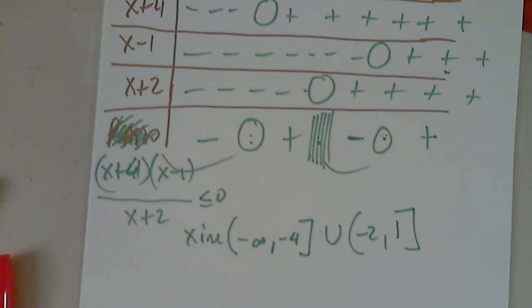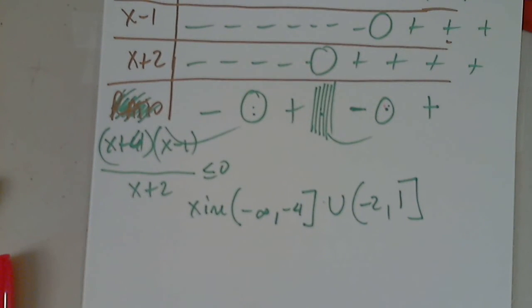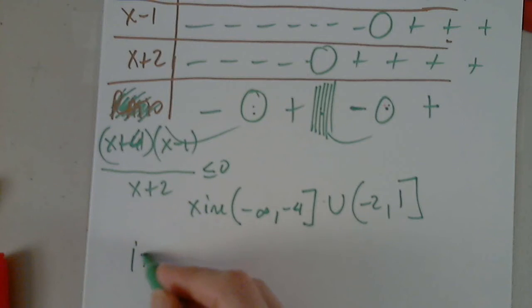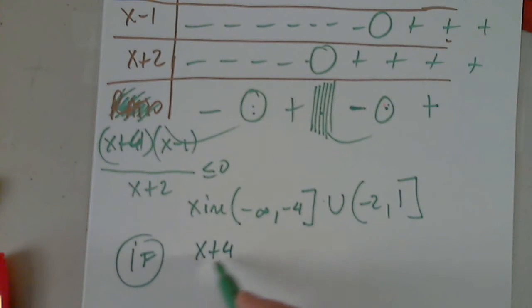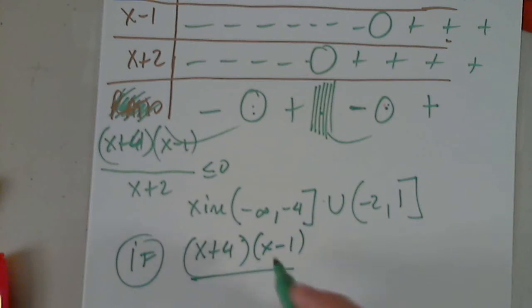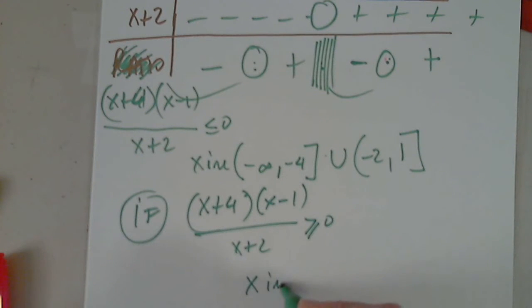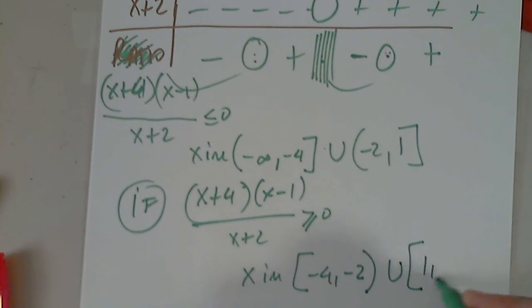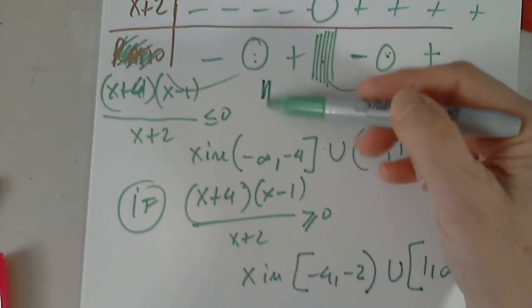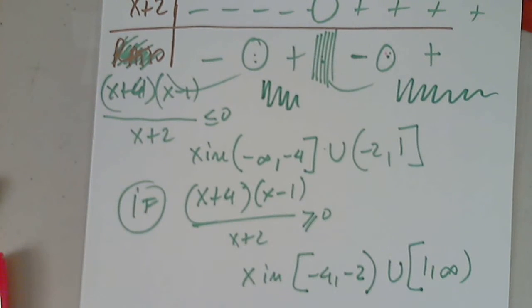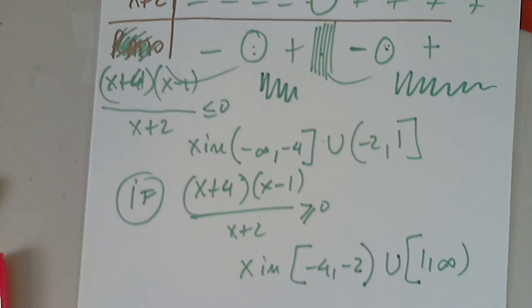Okay. What would that be as greater than or equal to 0? Yes. So if I have x plus 4, x minus 1 over x plus 2 greater than or equal to 0, I will be using -4 with a bracket, -2 without a bracket, union 1 with a bracket, and infinity. Because it would be this area. Okay. Now, if we look back at all the material for this test, this must be the easiest. I hope you agree.